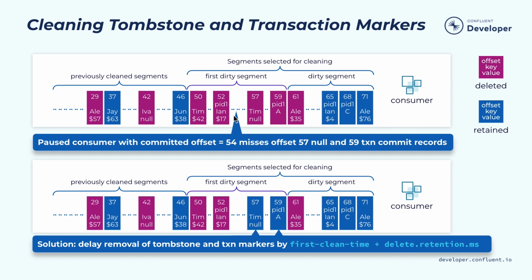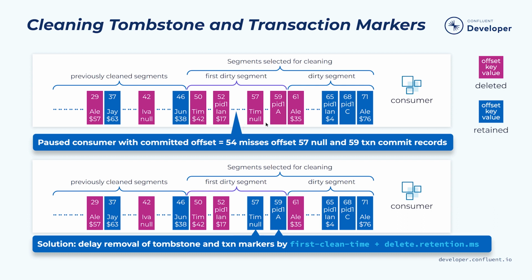So let's say we have this record at offset 50. This record is subsequently deleted because we have a key with a null payload at offset 57. So when we try to clean this segment, the naive way is we can remove both the record at 50 and the record at 57 because the key is subsequently deleted.